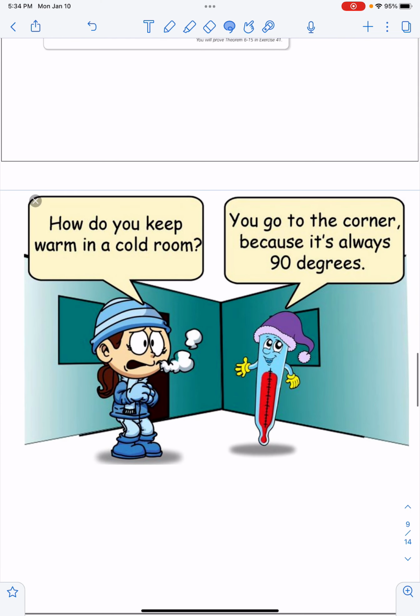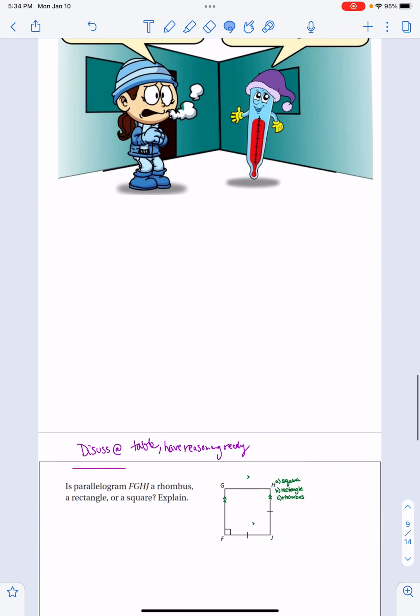Oh, here's another good joke. How do you keep warm in a cold room? You go to the corner because it's 90 degrees. What? I know. It would have been good if I was there.